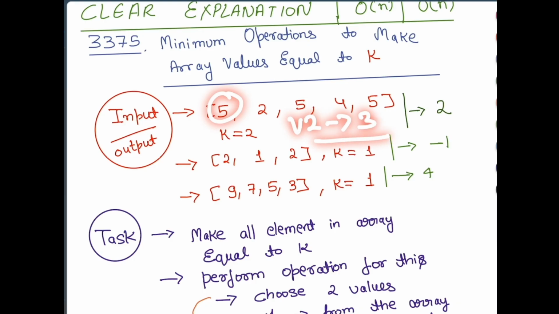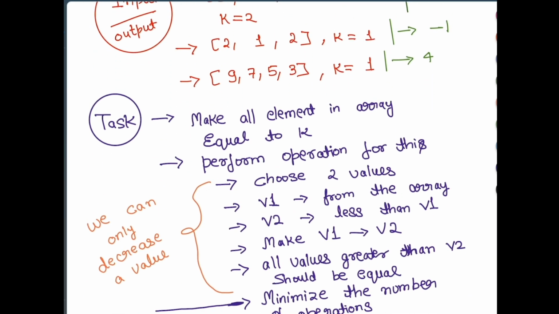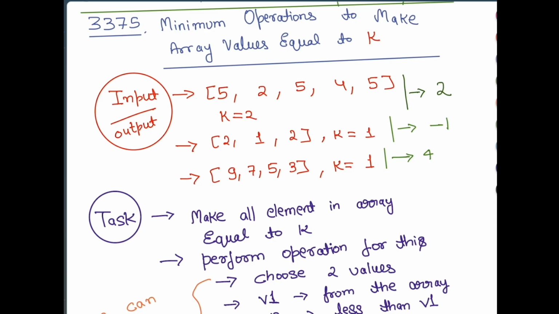v2 is 3 means all the values in our given array which are greater than 3 should be equal. So what are the different values which are greater than 3? It is 5, 5, 4 and 5. So right now you can see this 4 and this 5, these values are different. But all the values which are greater than v2 have to be equal. In the problem they are referring to this v2 as h. So all the values which you are choosing which are greater than v2 or h have to be equal.